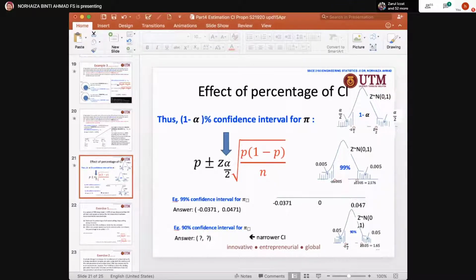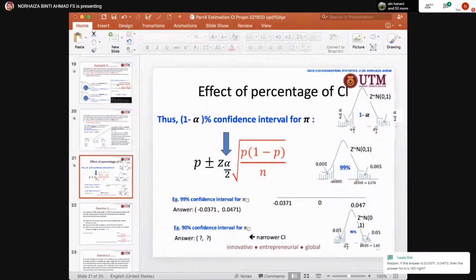Hujah apa? Hujah apa benda? It's the same hujah. Somebody help me. What is hujah? It's the same. It will be the same, yeah, thank you. It will be the same argument. Okay?